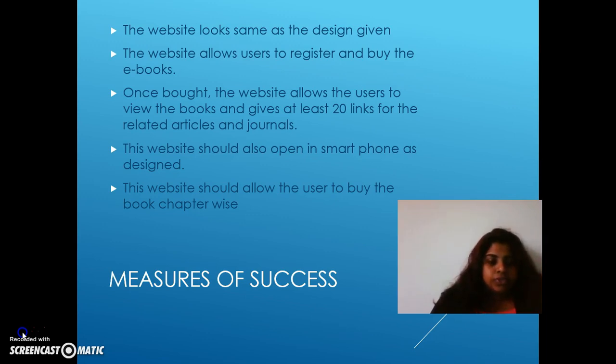And then the measures of success for this project is the e-commerce book website should look like the design which we give them. It should follow the standard rules, and it should allow users to register and buy ebooks, and it should provide links for the articles and journals related to the subject. Also the website should be able to open on any kind of phone or smartphone, or e-readers or tablets, or a few other devices. And this website should allow the user to buy the book chapter wise. So that ends the measures of success.